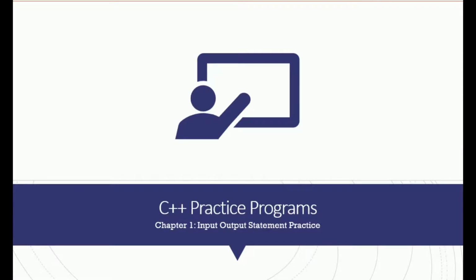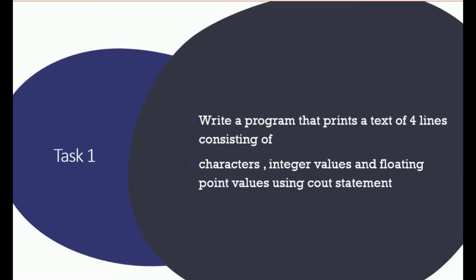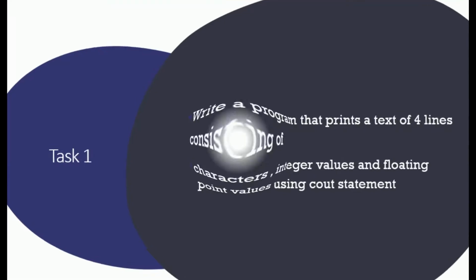From this video series, I am just going to start practicing some programs in C++. The first 10 videos will be based on some practice programs to practice input-output statements in C++. Task 1 is to write a program that prints a text of 4 lines consisting of characters, integer values and floating point values using cout statements. So let's start writing the program using Dev C++.